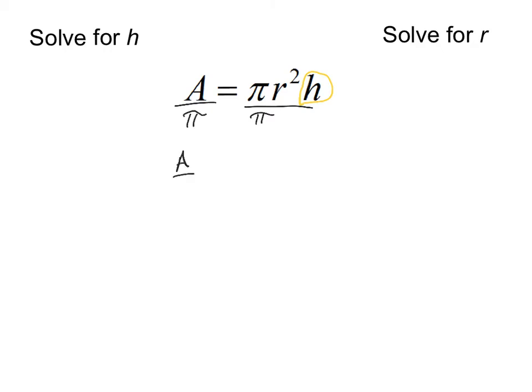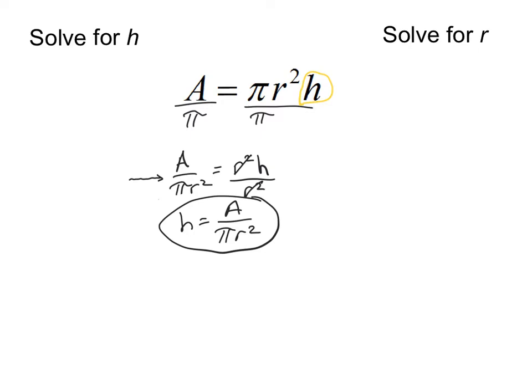I'm going to get A over pi equals r squared h, and then they think they have to divide by r squared, and then we get this thing called a complex fraction. We never want to have a complex fraction, but watch this craziness. Let me erase that. If I'm dividing both sides by r squared, I already have a division bar right there. So I don't have to add another division bar. I can just go ahead and put r squared in the bottom, and look at that. We got h equals A over pi r squared, and we have our answer right there.